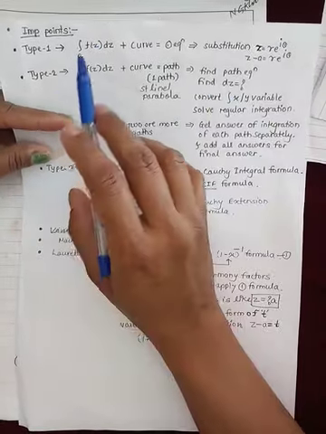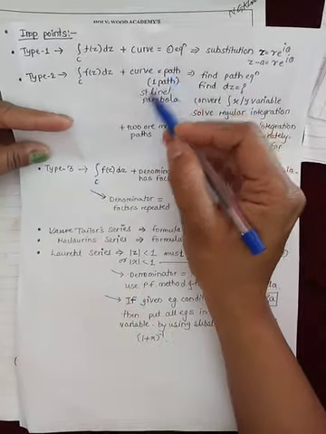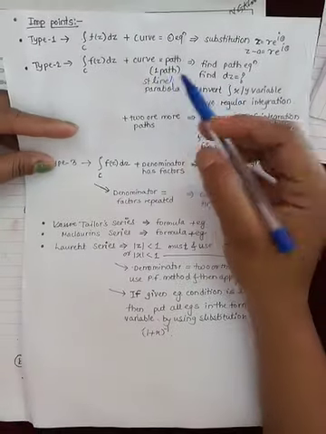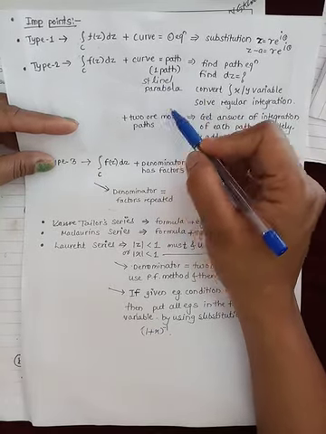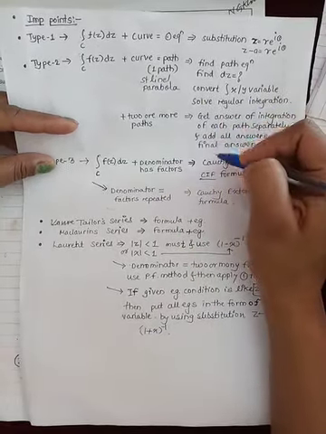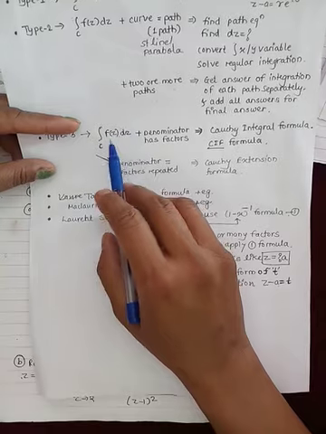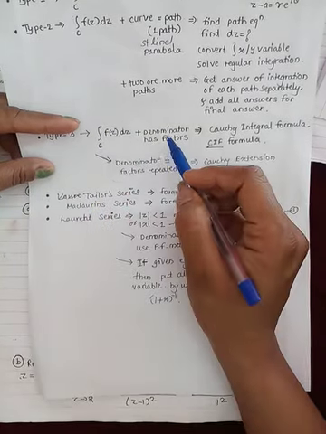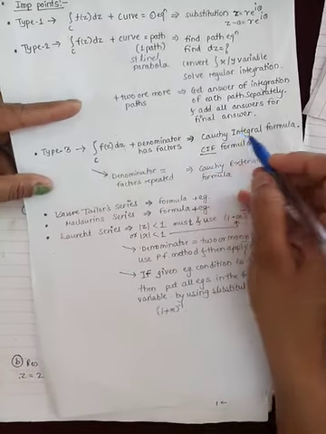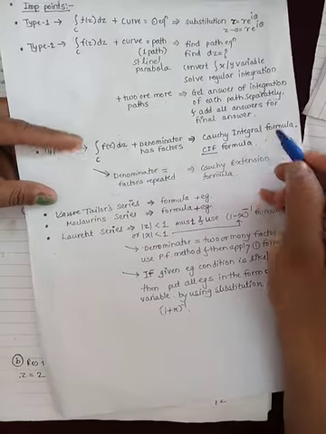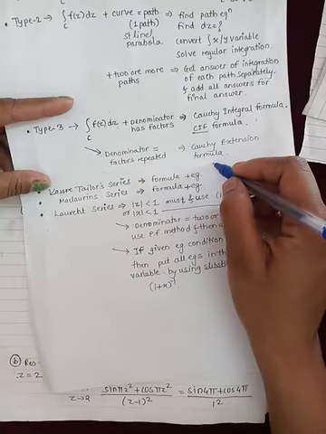Then the second type is integration of f(z) dz is given, and the curve is given in the form of a path equation. There are examples of one path equation, then two or more path equations, which need a different method. Then the third type: if the denominator has factors, or you can factorize the denominator, then we have to use the Cauchy integral formula. And if denominator factors are repeated, then we have to use the Cauchy extension formula.